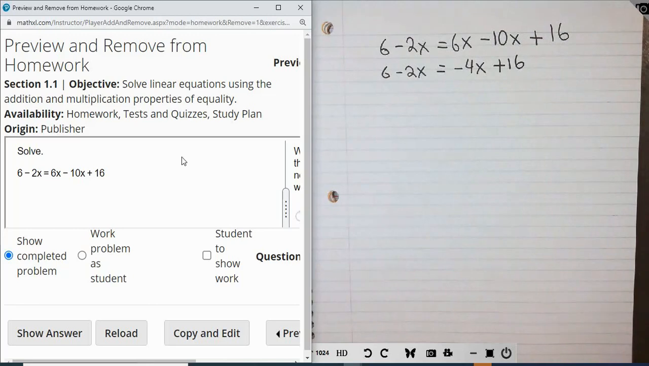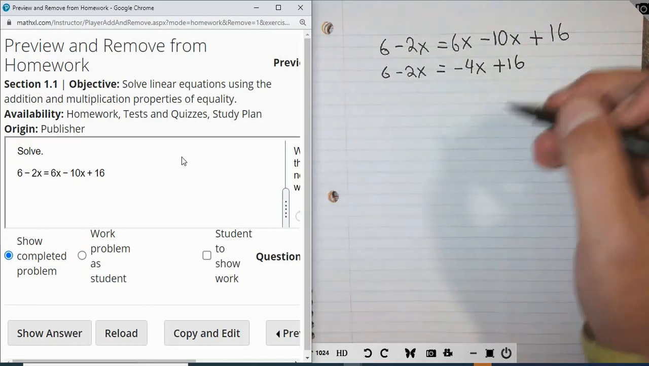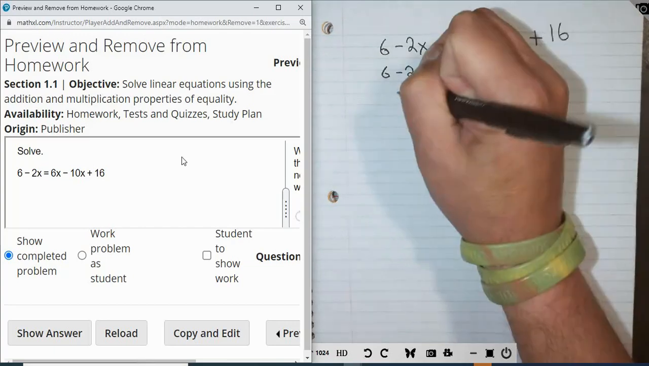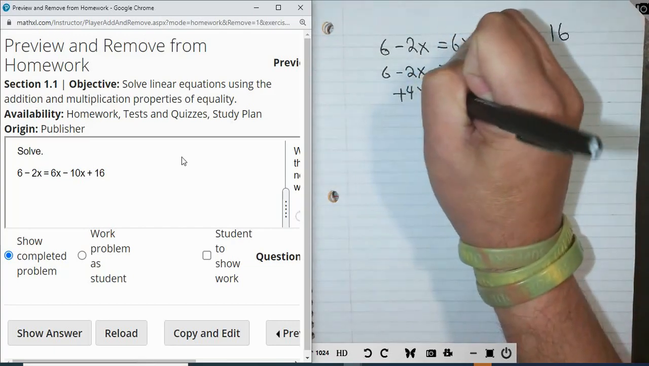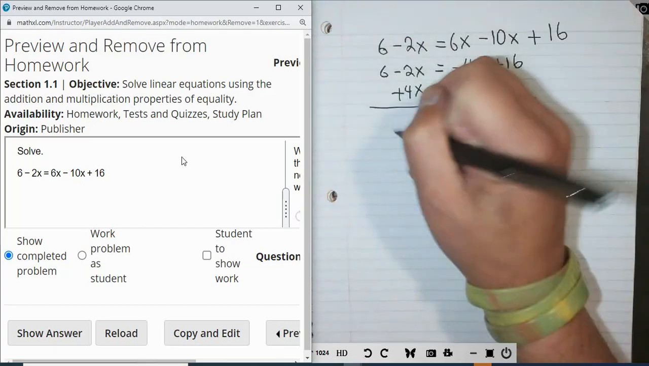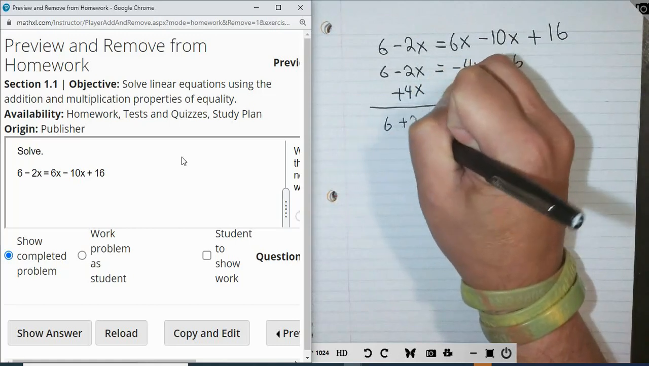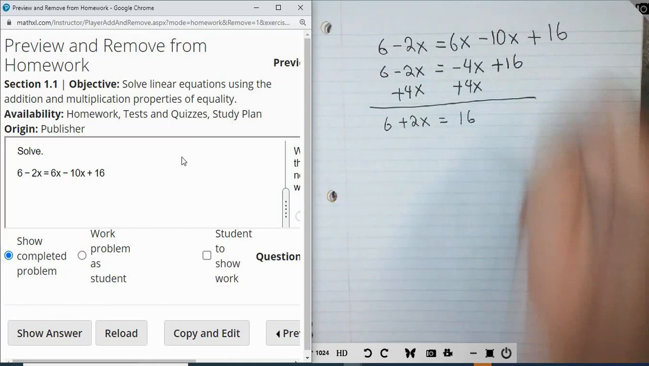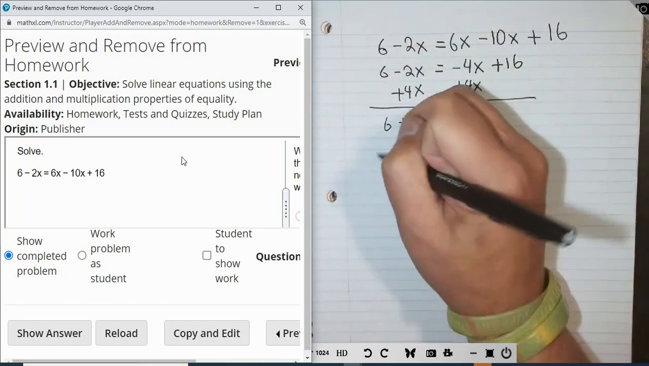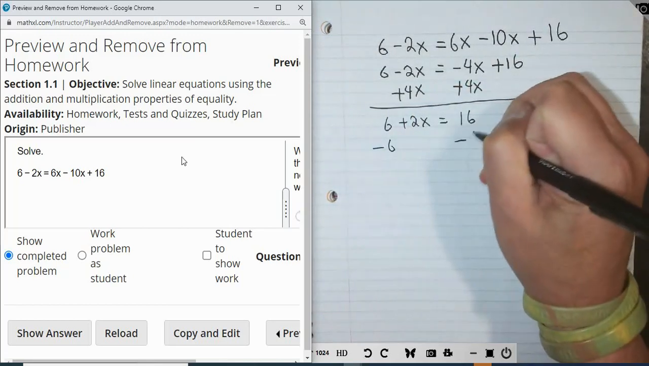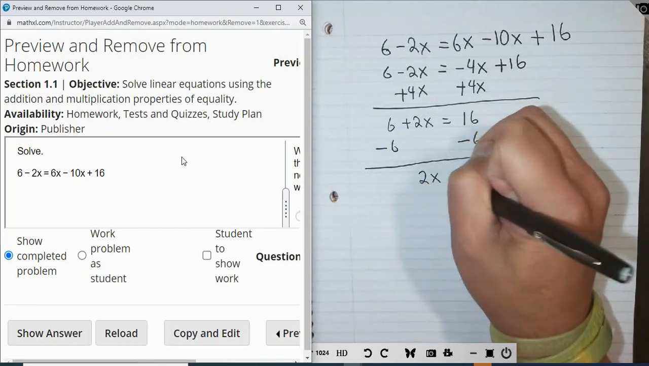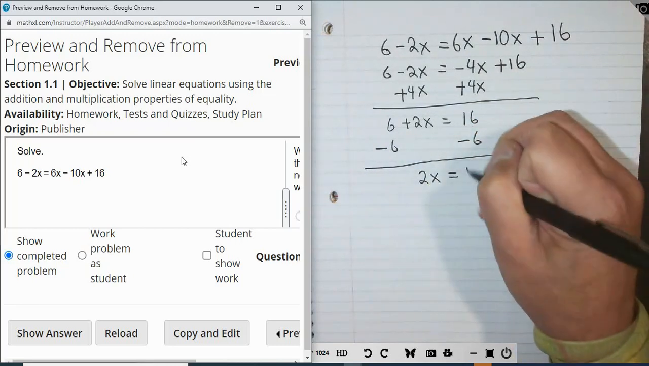All right. So now I'm going to add the 4x to both sides, isolating the x variable. So I got 6 plus 2x equals 16. Now I'm going to subtract the 6 from both sides because I want to get the constant over to the other side of the equation.